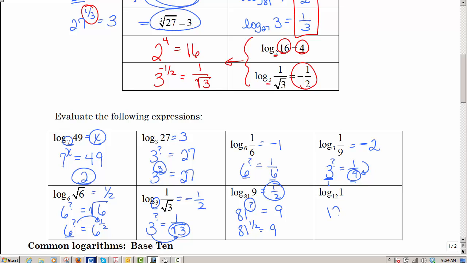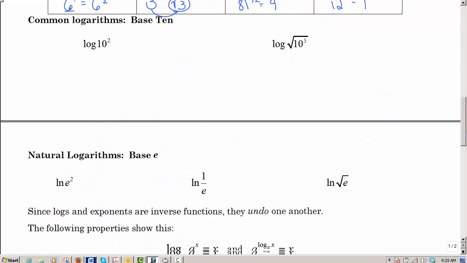Now, 12 raised to what power is 1? Look at the top of your paper. Look at that example where we had 5 to the 0. It's going to be 0. 12 to the power of 0 is 1. Any number except 0 raised to the power of 0 equals 1. So that's how you can evaluate without a calculator.